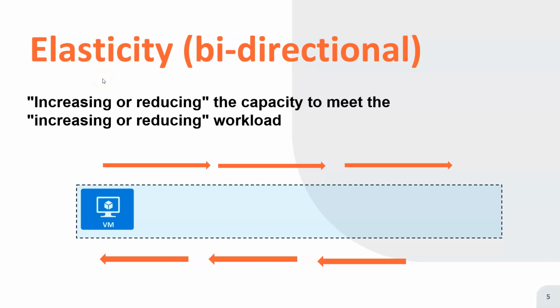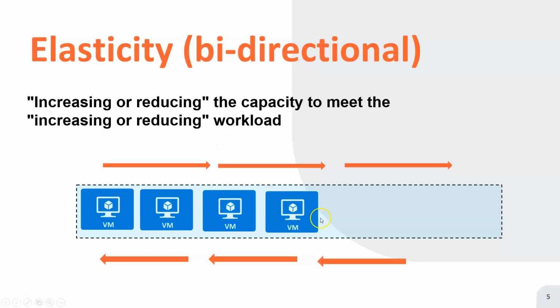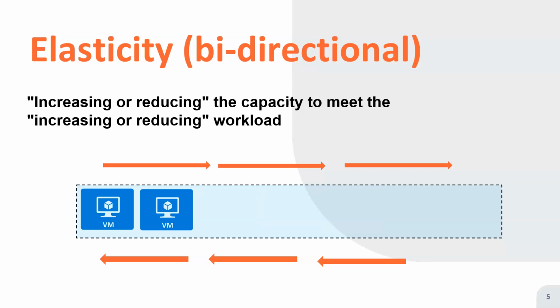All right, now let's talk about elasticity. It works with scalability, but as we know, scalability is just unidirectional and works in the increasing order, whereas elasticity is bidirectional. So elasticity is increasing or decreasing the capacity to meet the increasing or reducing workload. For example, elasticity lets you increase the number of underlying resources when traffic is high, and it also lets you reduce the number of virtual machines when traffic is low.